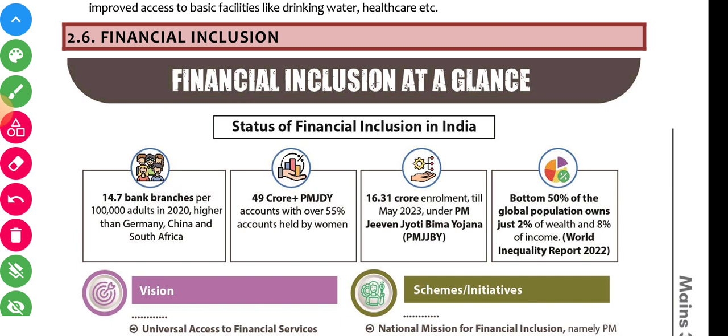14.7 bank branches per 1 lakh adults in 2020, higher than Germany, China, and South Africa. 49 crore plus Pradhan Mantri Jan Dhan Yojana accounts with over 55% accounts held by women. 16.31 crore enrollment till May 2023 under Pradhan Mantri Jeevan Jyoti Bima Yojana. Bottom 50% of the global population owns just 2% of wealth and 8% of income. World Inequality Report 2021.